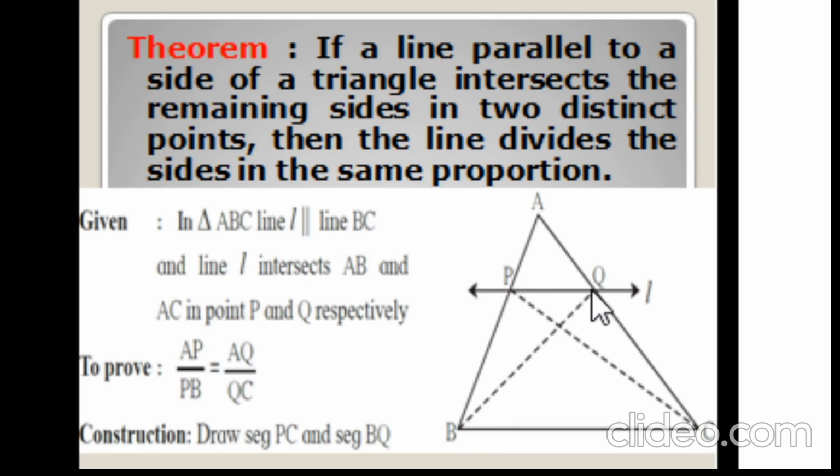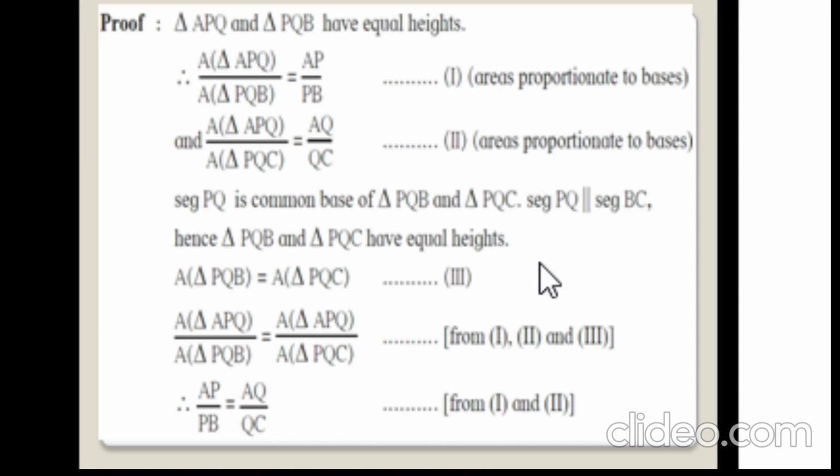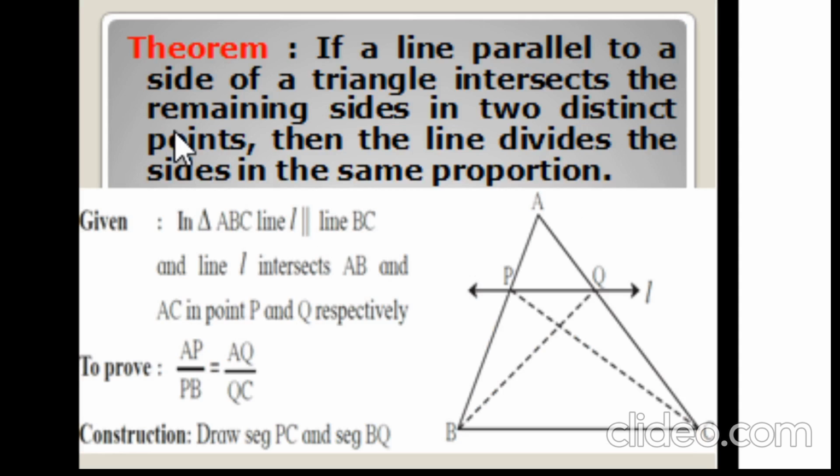So if we draw a perpendicular from Q to AB or AP, this perpendicular is the height and that is equal for both these triangles. Then if the height is equal, the areas are proportional to bases. So area of triangle APQ upon area of triangle PQB is equal to AP upon PB. This is number 1.